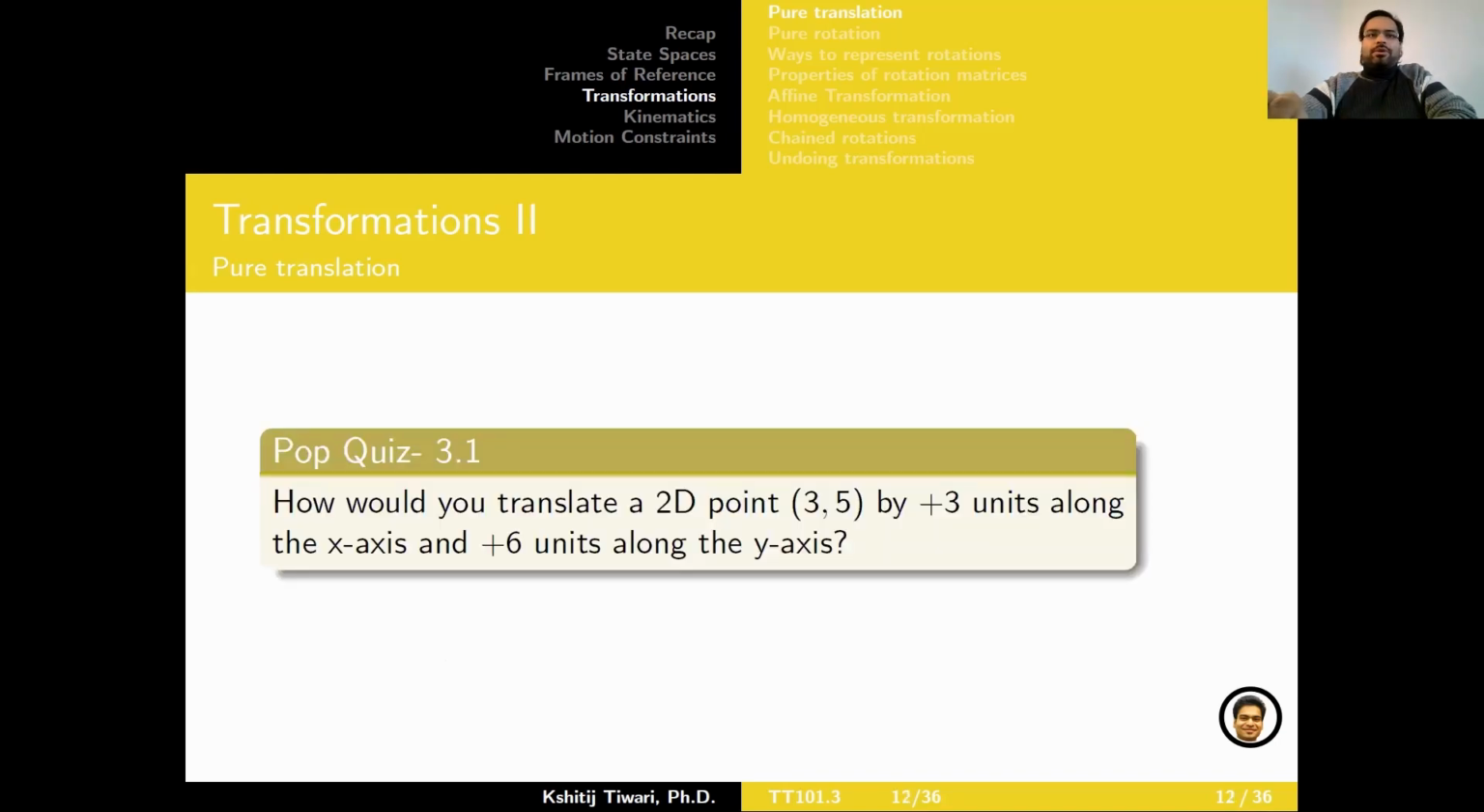So here's a pop quiz for you. How would you translate a 2D point 3, 5? The X coordinate is 3, the Y coordinate is 5. By plus 3 units along the x-axis and plus 6 units along the y-axis. And what's the resultant of this translation?